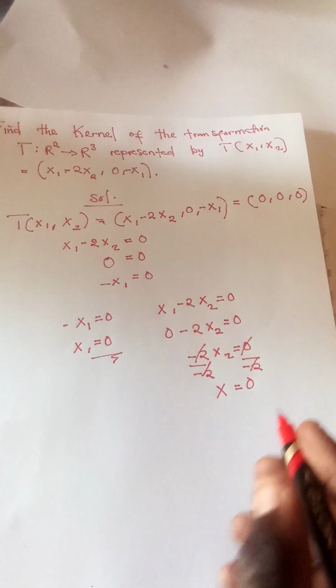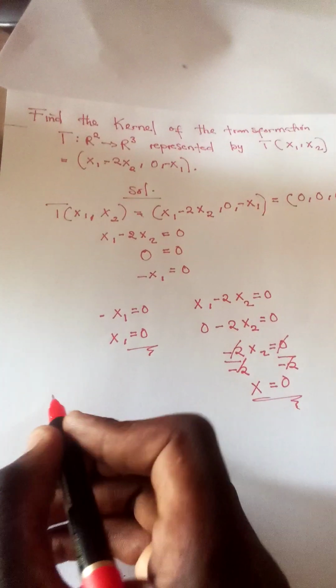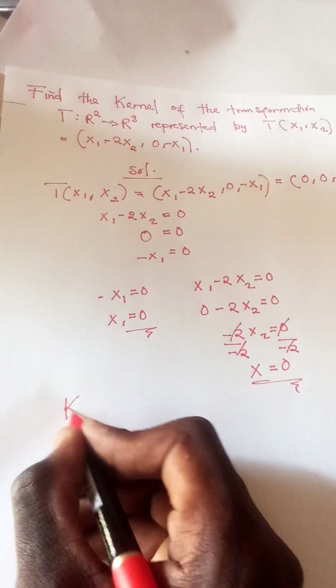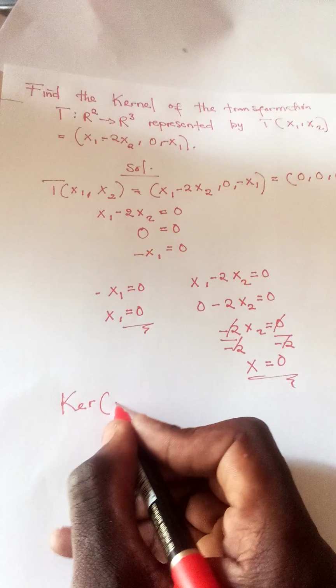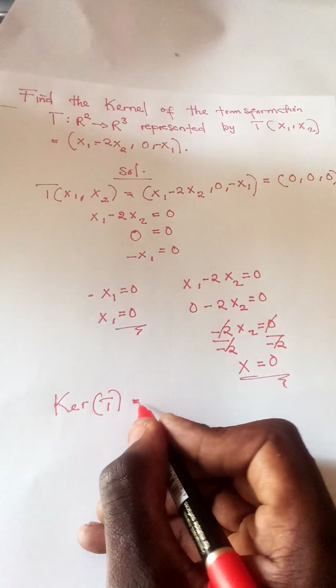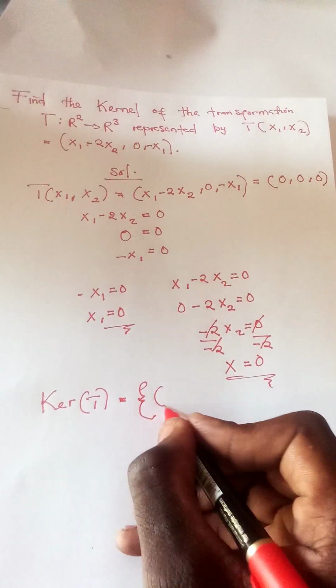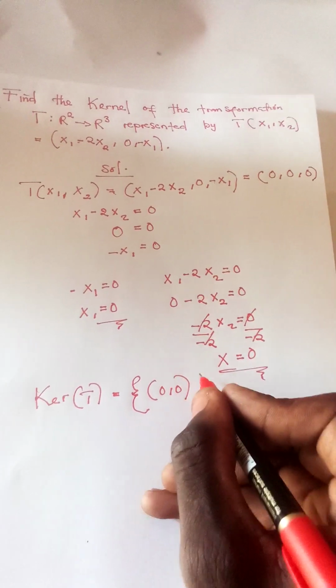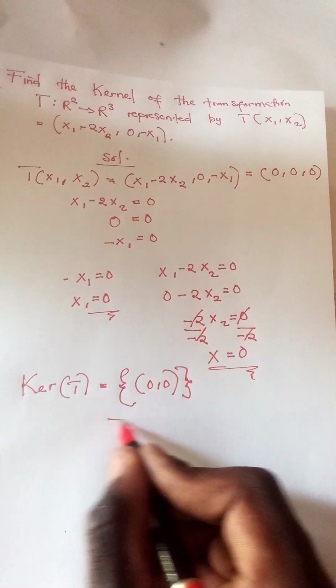So from there, if you know that your x1 and x2 both equal 0, then you define the kernel. So you say the kernel of T equals, in brackets, 0, 0. Just like that. So therefore, this is your answer.